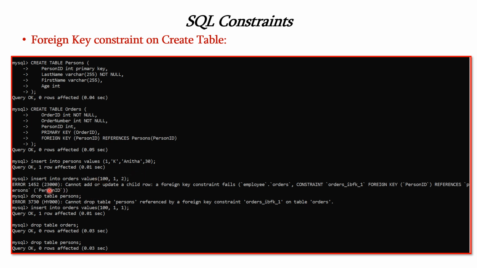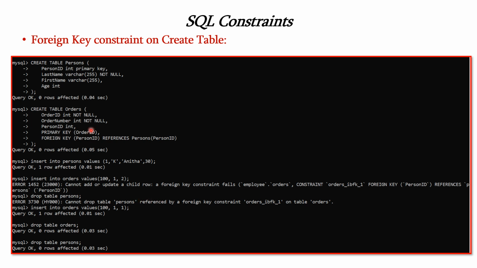Now in the orders table, we are trying to insert into orders values of order ID is 100, order number is 1, and for person ID, if we try to insert 2, it won't accept, because in the persons table we have only 1 here. 2 is not available here. If we use 1 here, it will accept, but if we use 2, which is not available in the persons table, it will create the error. So it is creating the error, cannot add or update a child row.